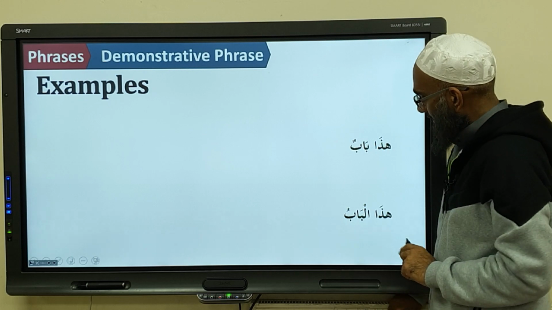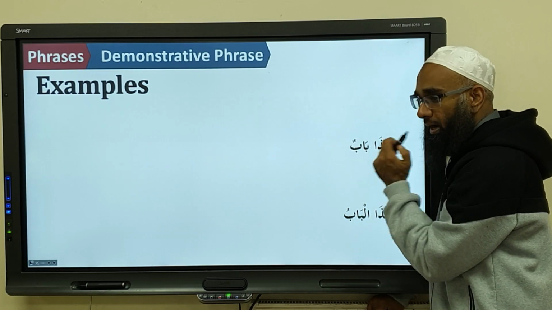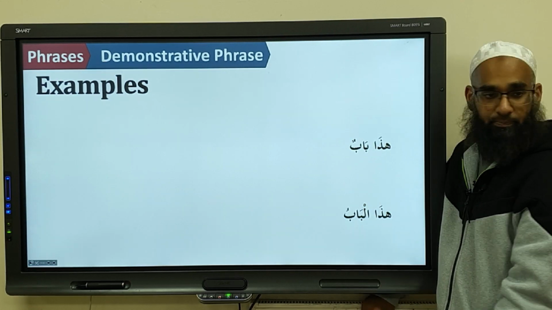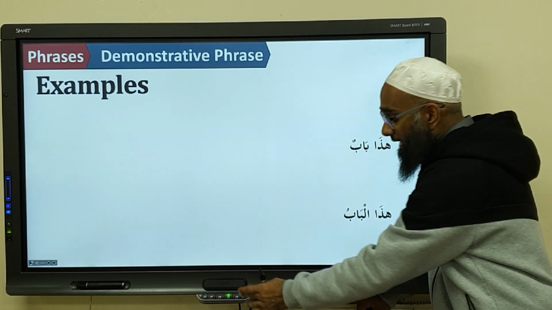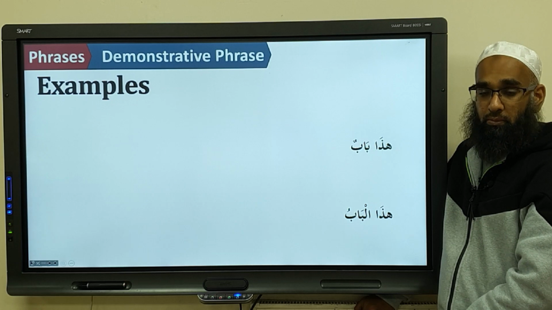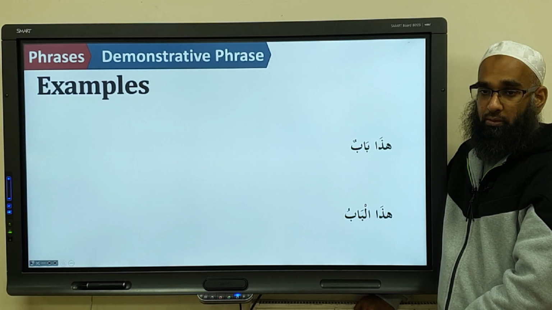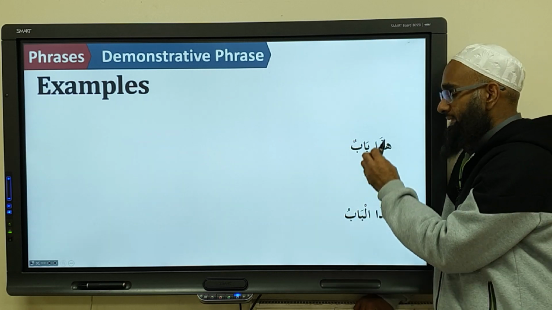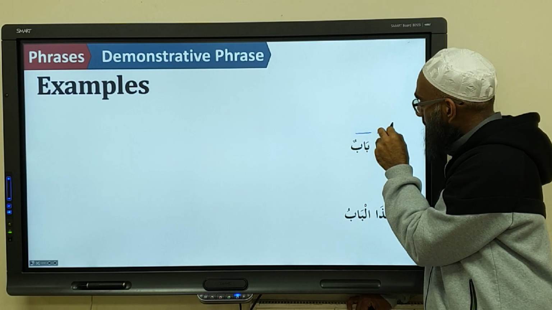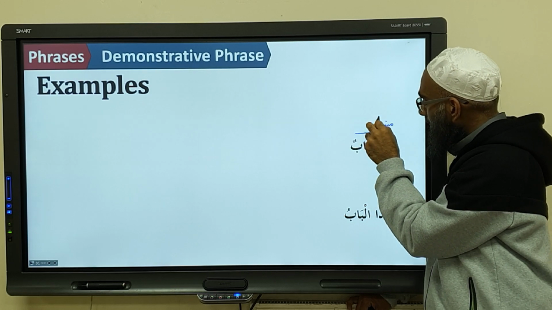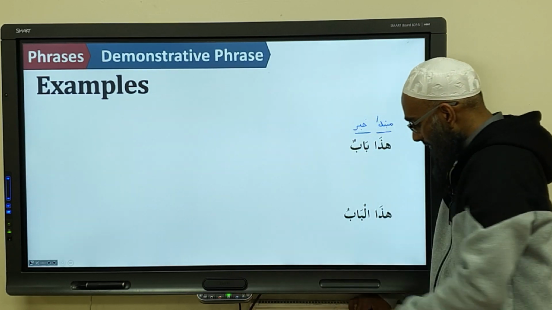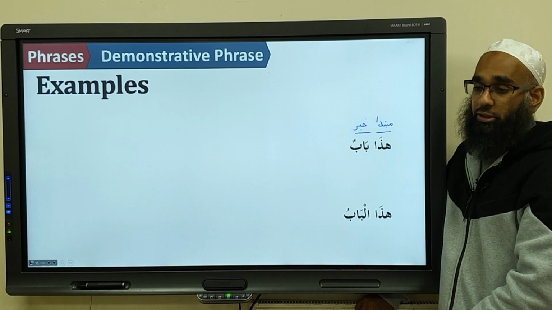We have here two sentences. هذا باب. هذا الباب. Now which one is the sentence in here? هذا باب. Why is that a sentence? Because the second word is nakira. It does not have alif lam. So that's not musharun ilayh. What is it going to be? Mubtada'un and khabarun. And the second one, هذا الباب. What's it going to be? Ismul ishara musharun ilayh. Why?